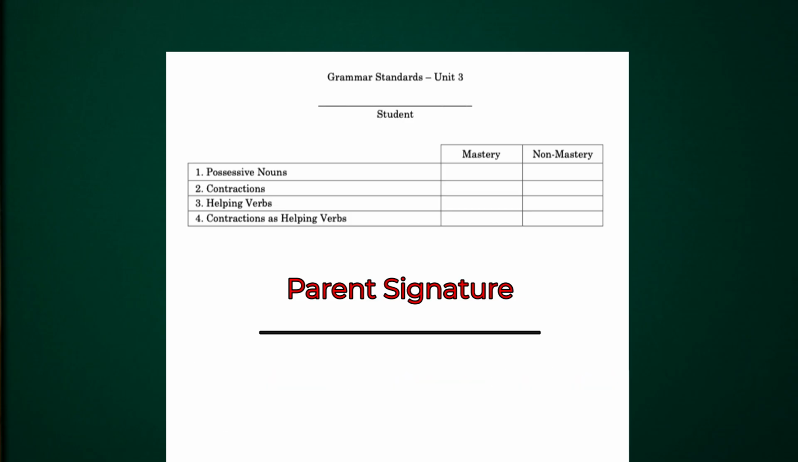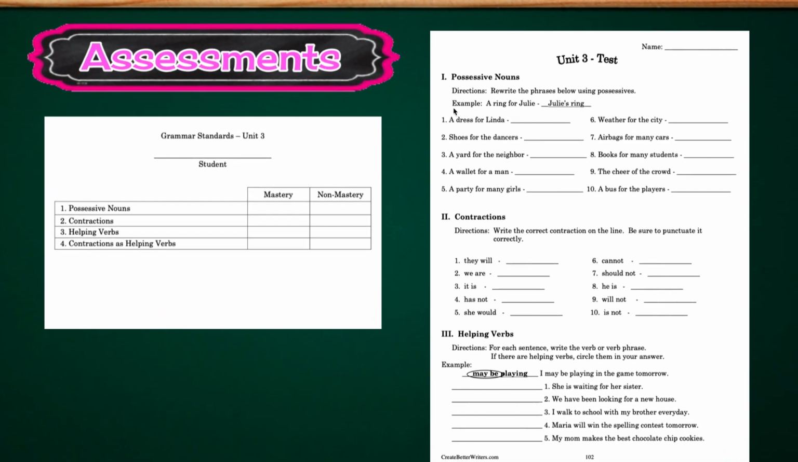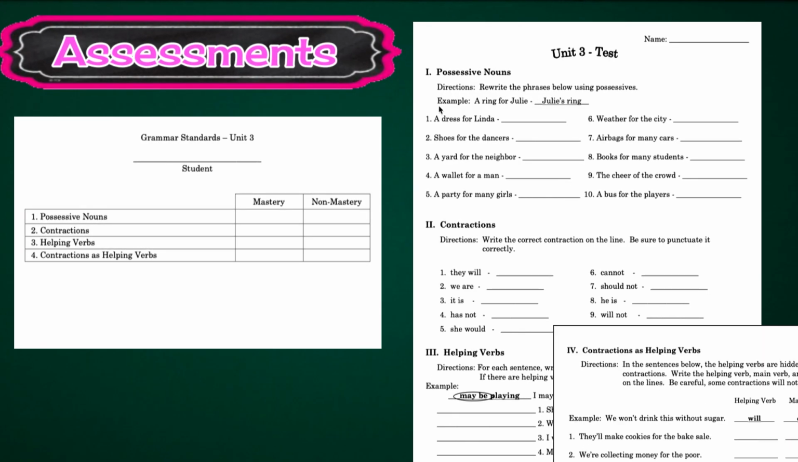Now, the main use of this parent checklist is that it works with the test. So let's take a quick look at a test. You can see that this test is organized into the 4 standards that were on the parent checklist. There's possessive nouns, contractions, helping verbs, and contractions as helping verbs.